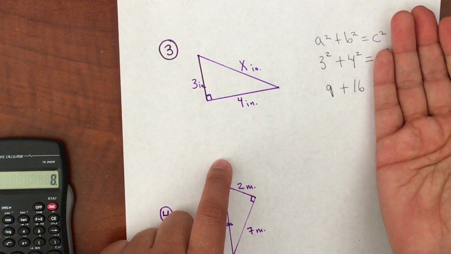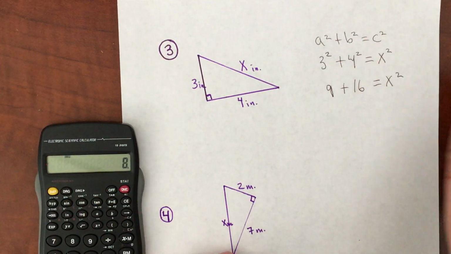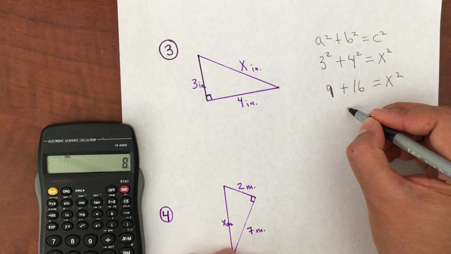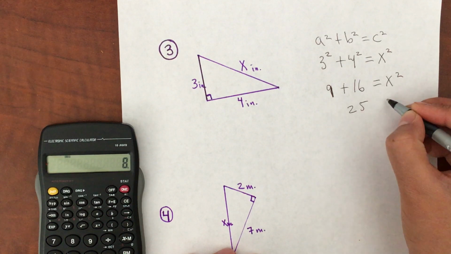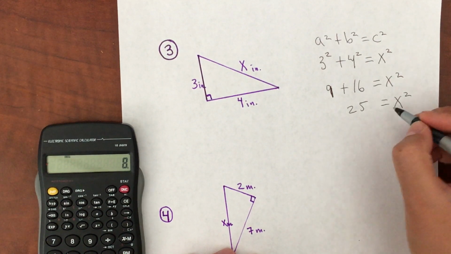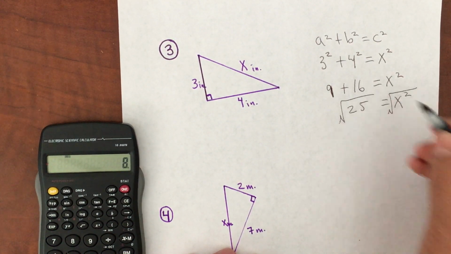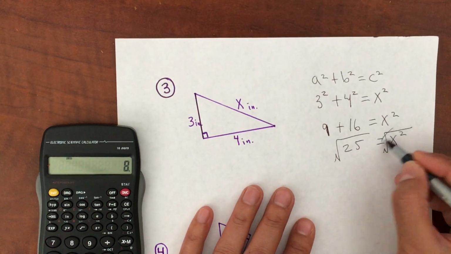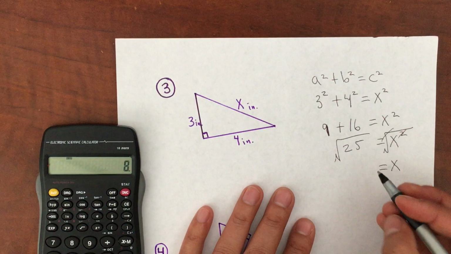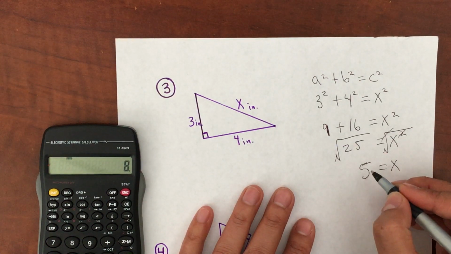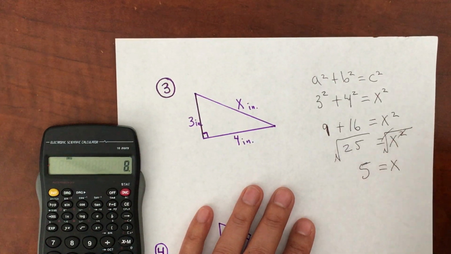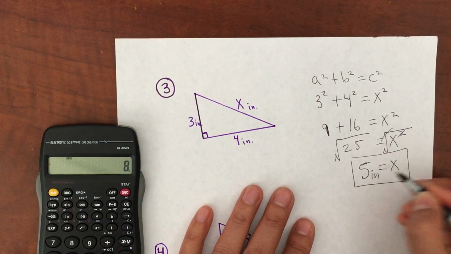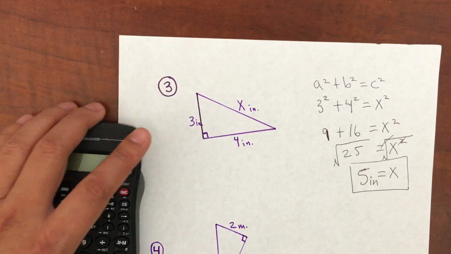Since these are on the same side of the equal sign, I'm just going to add. I don't need to subtract. Okay, add them and I get 25. I take the square root of both sides. Since this is a perfect square, I already know that x is equal to 5, because what number multiplied times itself is 25? 5. It's going to be 5 inches. Don't forget to put the unit of measurement.